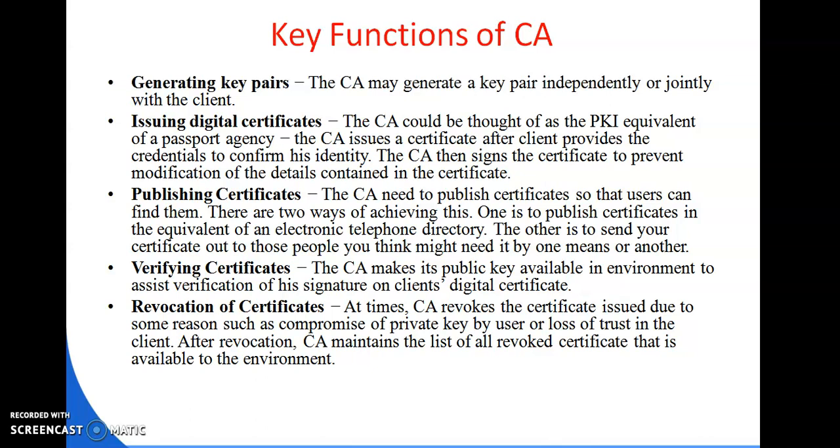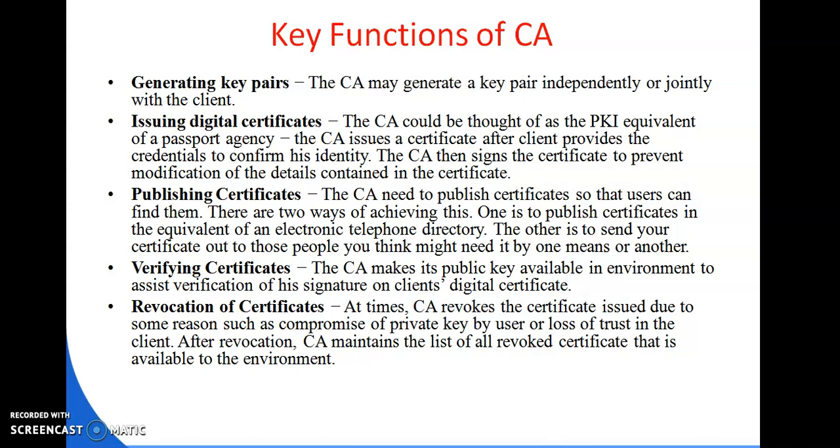There are two ways of achieving this. One is to publish certificates in the equivalent of an electronic telephone directory, and the other is to send your certificate out to those people that you think might need it by one means or another. Next, you verify the certificates. That means the CA makes its public key available to assist verification of its signature on the client's digital certificate. Next is revocation of certificates.